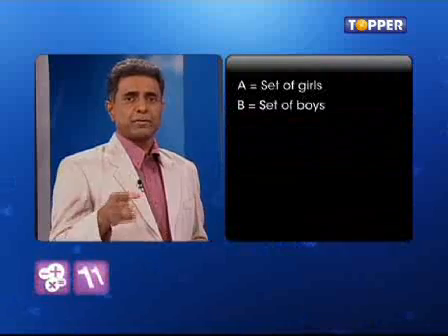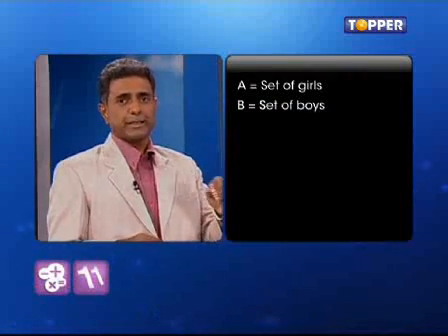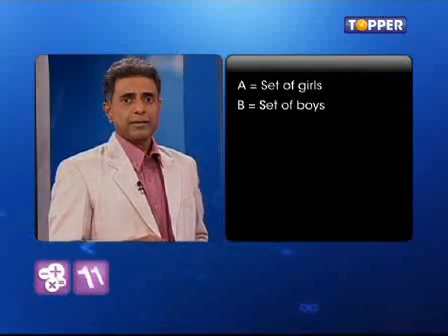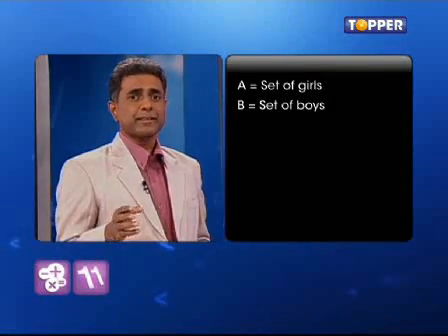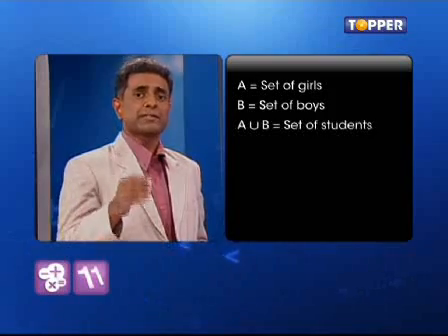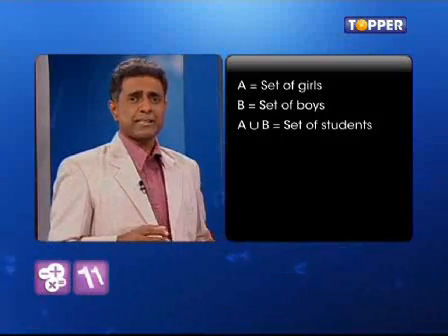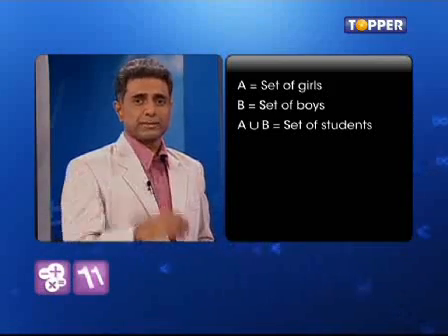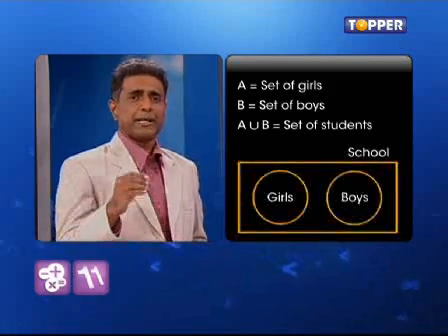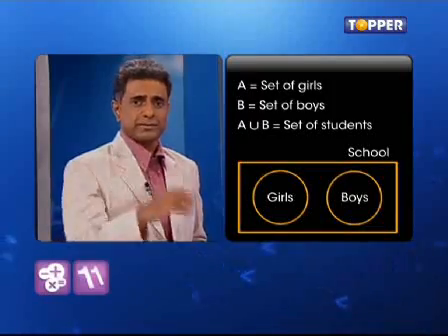Take a look at this next example. Suppose a set of girls A and a set of boys B of a class are given. We can get the set of students of that class. The new set obtained is known as the union of sets A and B. It's represented as A ∪ B is equal to the set of students. And its diagrammatic representation would look like this.